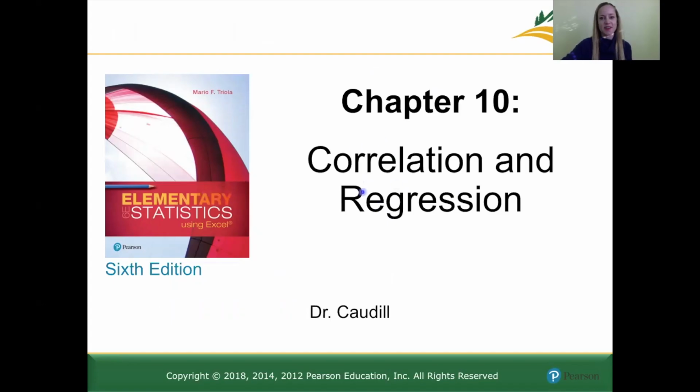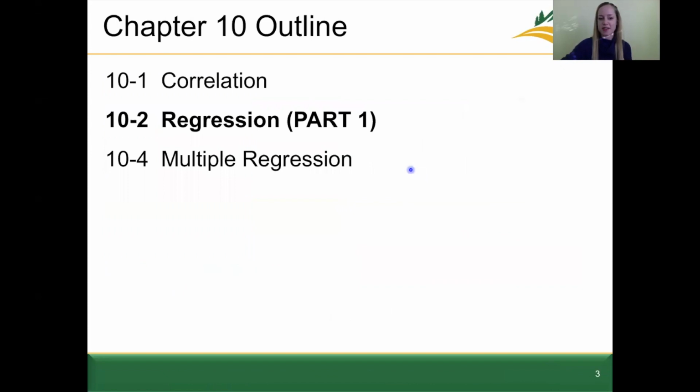So now again, we're continuing in chapter 10 on correlation and regression. Now we're on 10.2. We'll go through this in two different parts. So today is part 1 of 10.2. And as a reminder, we went through correlation in 10.1. In 10.2, we're going through regression. Then after that, we only have one more section left for the entire semester.